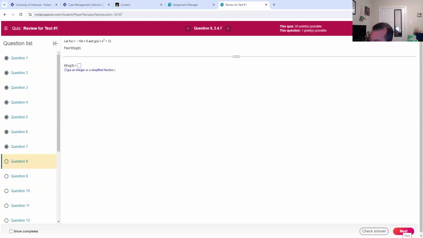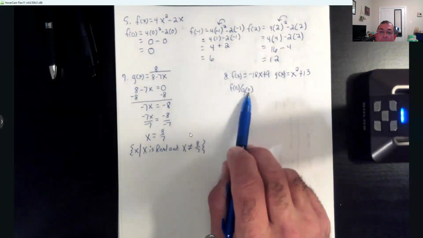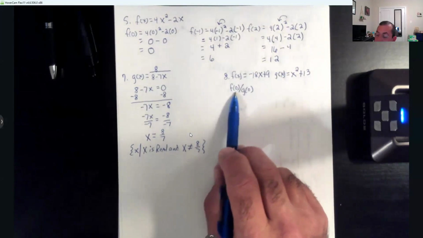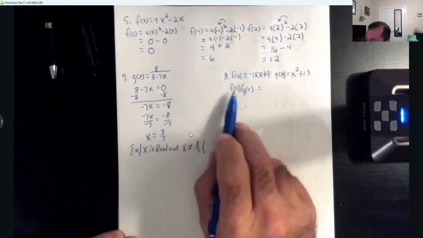All right, y'all, let me write this one up. F of X is negative 18x plus 9. G of X equals x squared plus 13. They want us to find f of 0 divided by g of 0. So really, this is just one where you're going to plug in. You're going to plug in 0 for your x's, and this one's doing division. So I'm going to put my f on top.